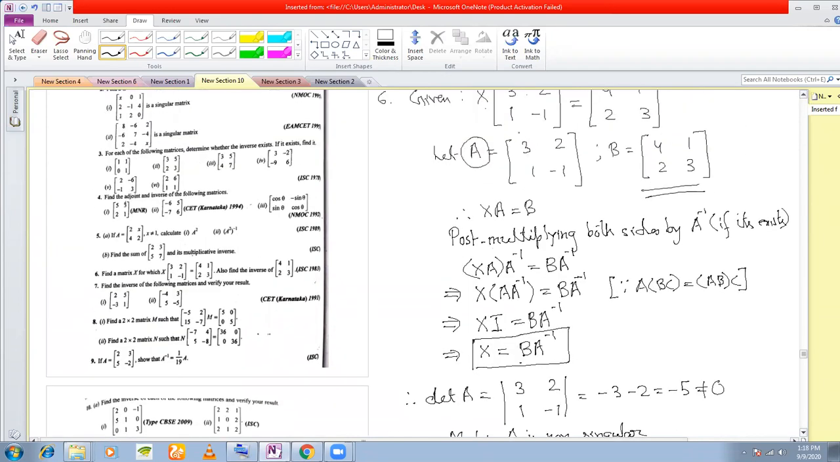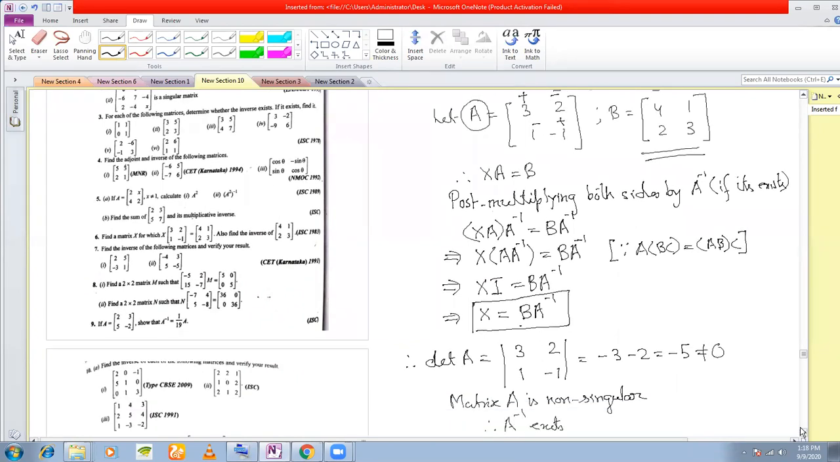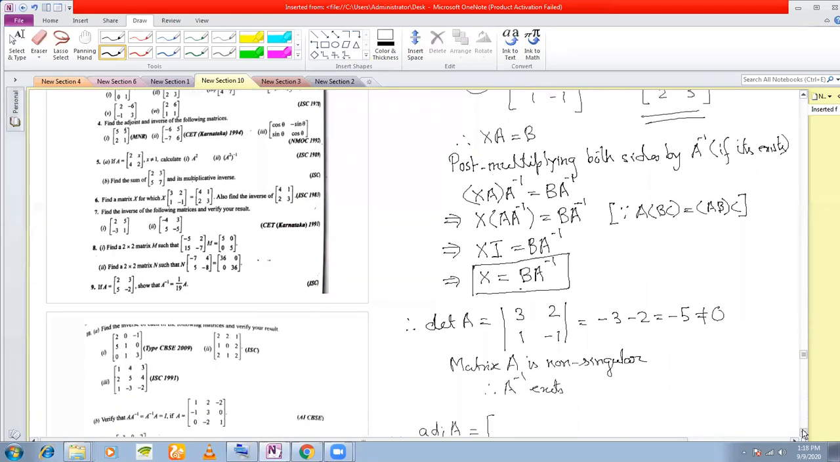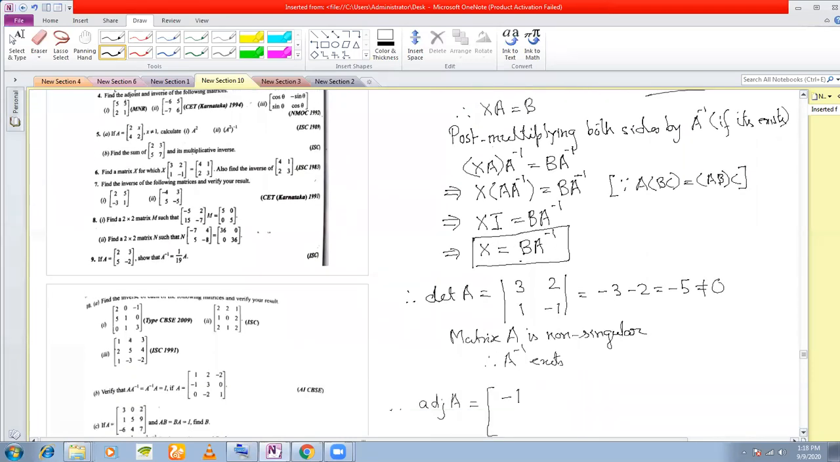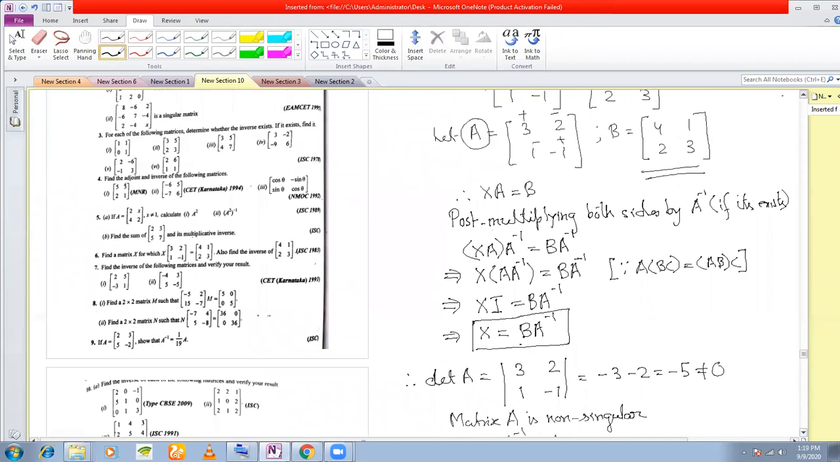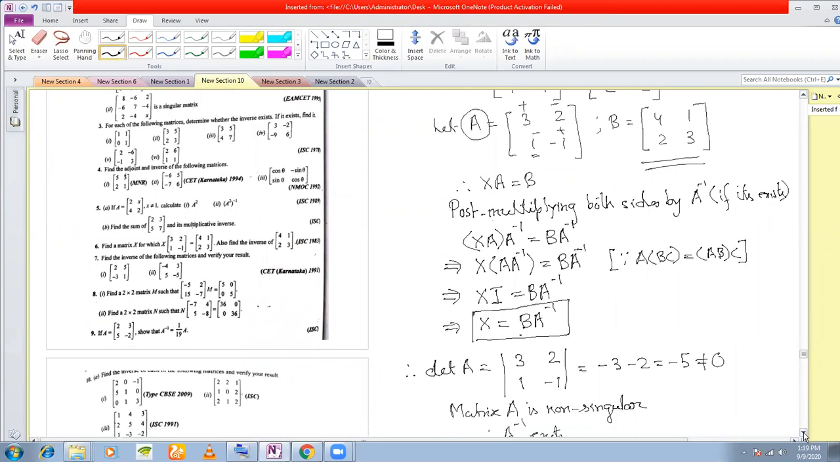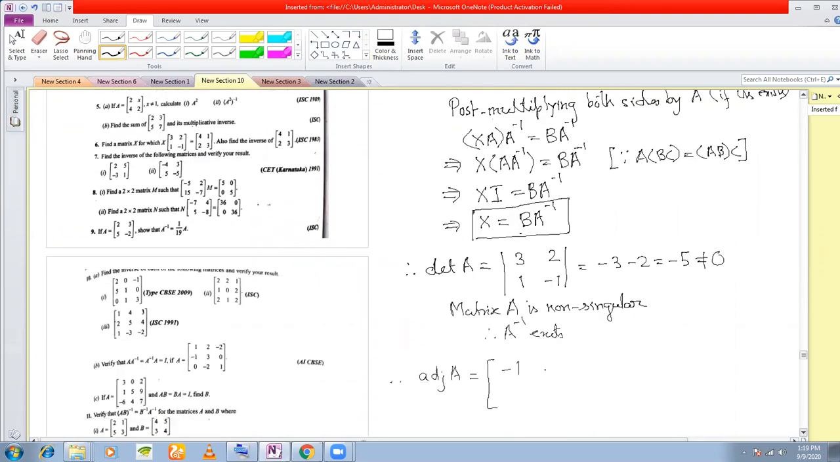This is the plus, minus, minus, plus position. So for 3, the minor is minus 1 with a plus sign, so I have a minus 1 here. Next, for 2, I have 1 here with a minus sign. So minus 1.